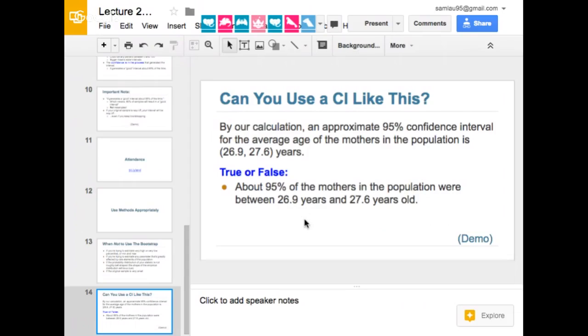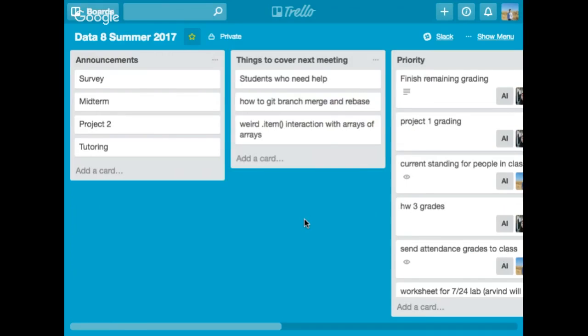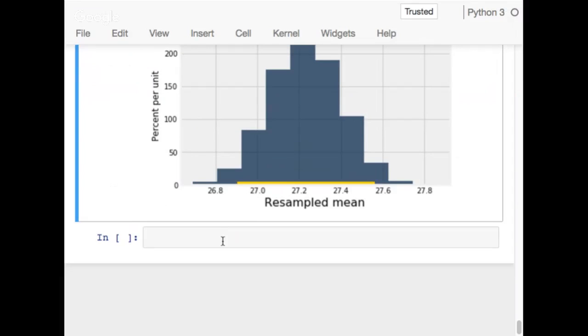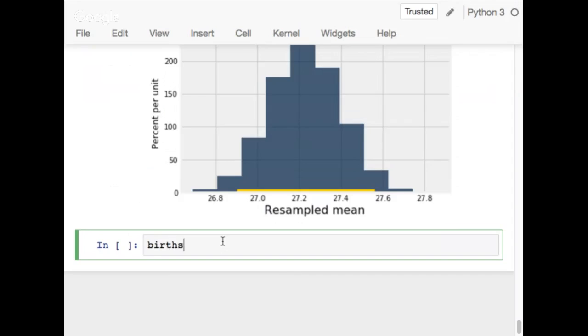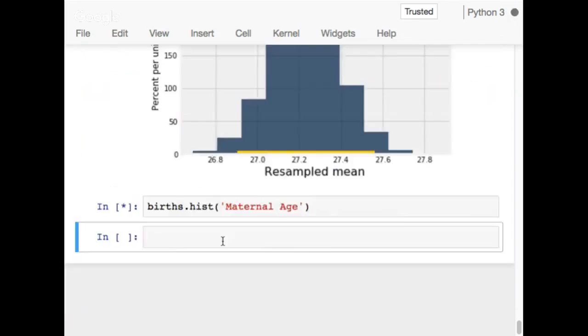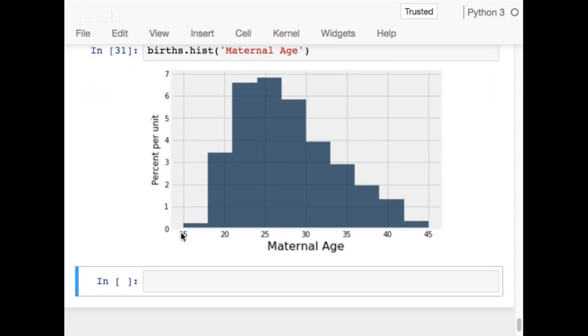To prove that to you, I can just look at my sample. Close the form. If I look at my sample, so here are my births. If I histogram the maternal age in my sample, I had a bunch of ages, right? So here are people 17 to 21. Here is 30 to 32, 35 to 37, right? And I can see that clearly the mothers are not within this 26 to 27-year-old range. They're actually all over the place.